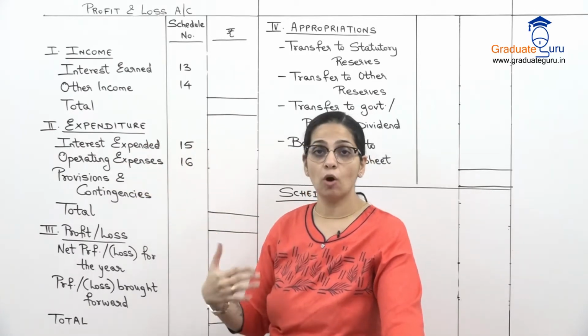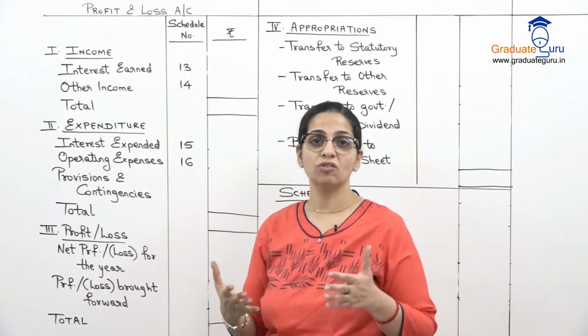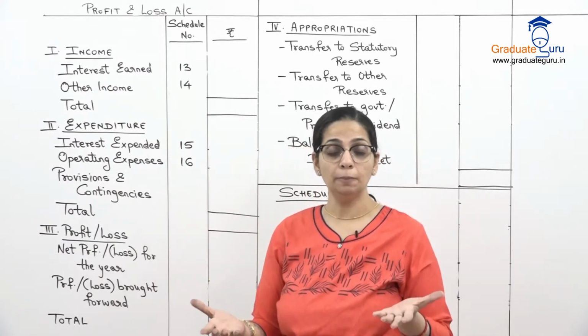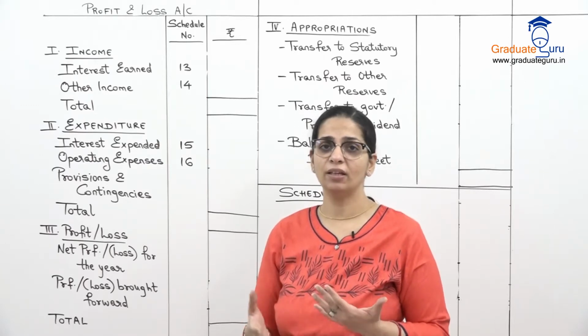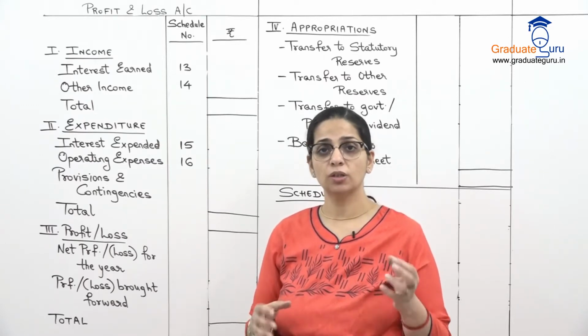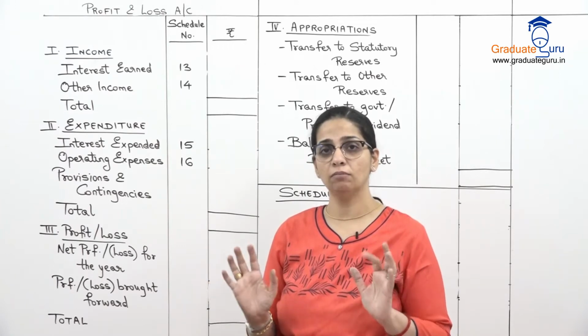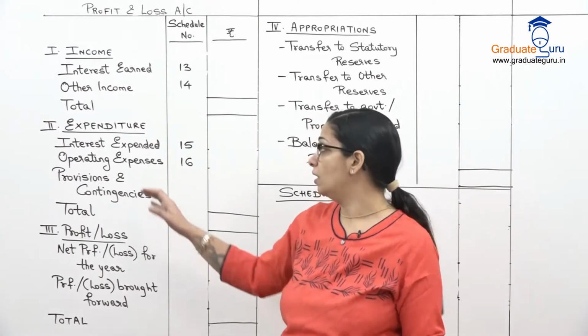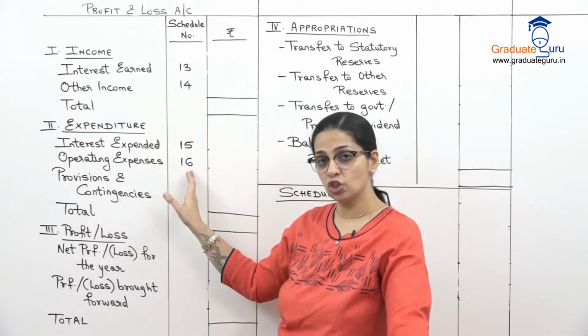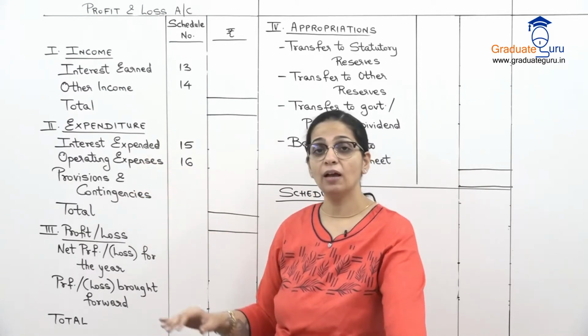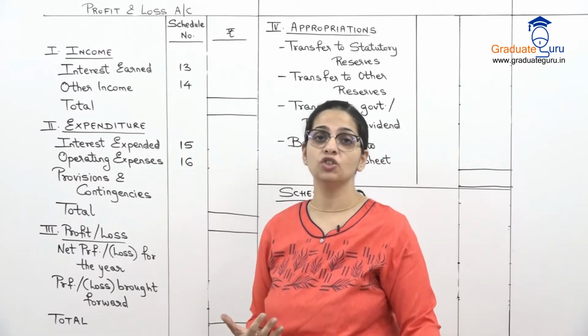Then we of course have operating expenses because bank is running from a office setup. So वो ऑफिस चलाने के लिए जो भी एक्सपेंस होगा like salary or maybe depreciations or whatever other expenses are spent at the office level, that will come under operating expense. That again has a separate schedule. And then we have provisions and contingencies.